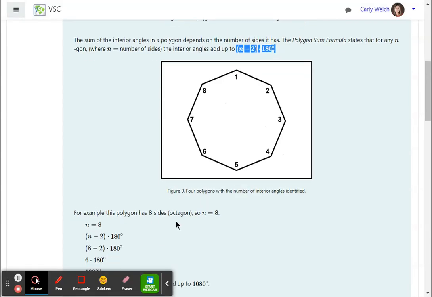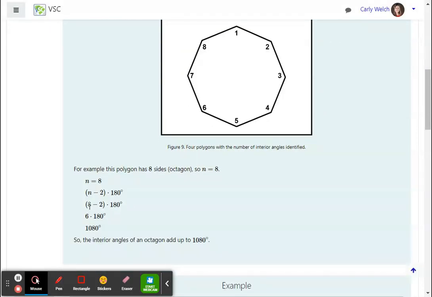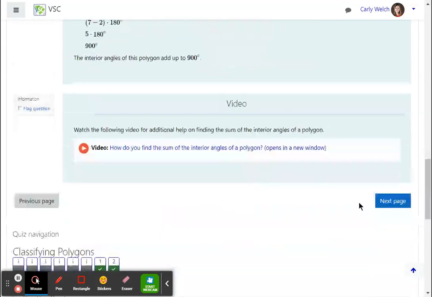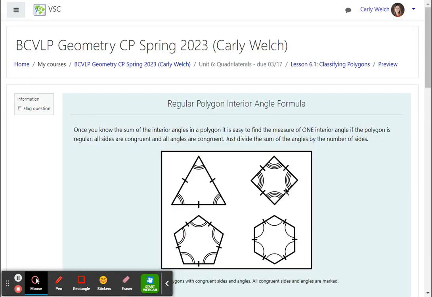So for example, this polygon has 8 sides. It's an octagon, so n is 8. If we do 8 minus 2, we get 6. 6 times 180 is 1080. Couple more examples. There is a video for you to watch as well.